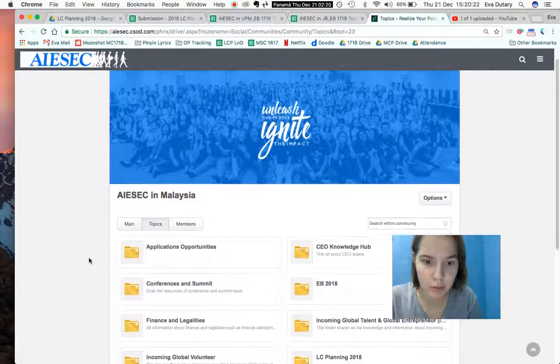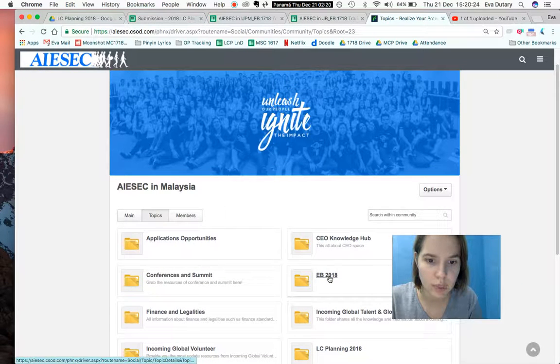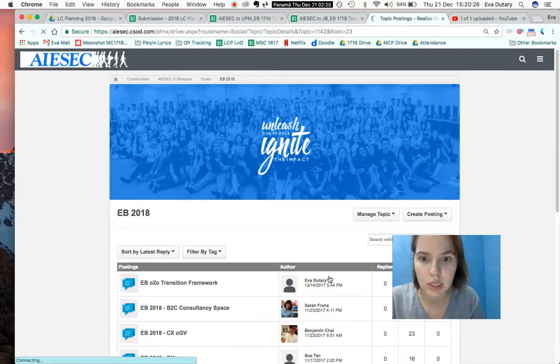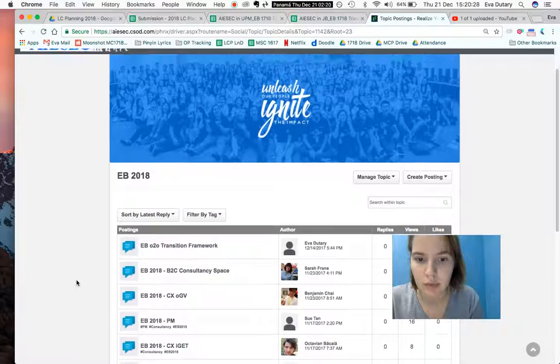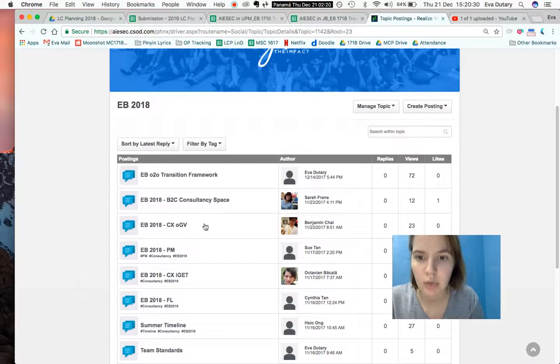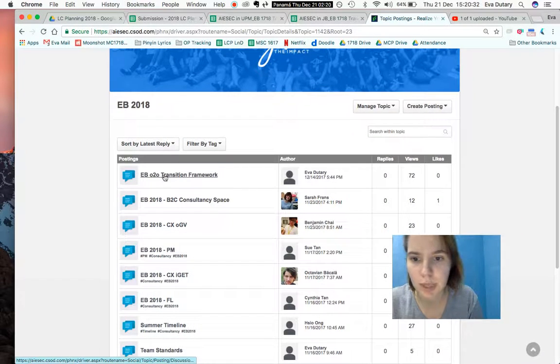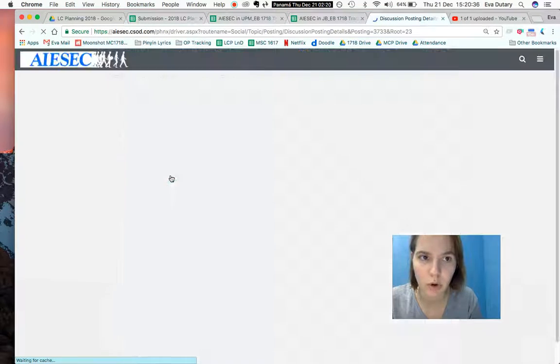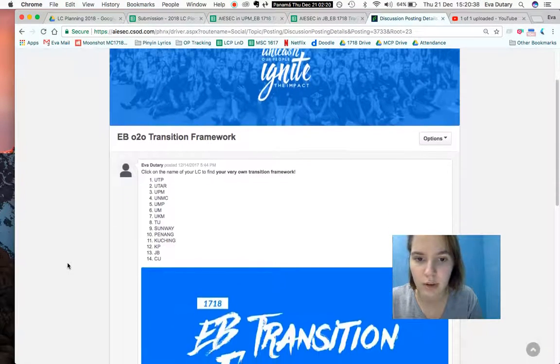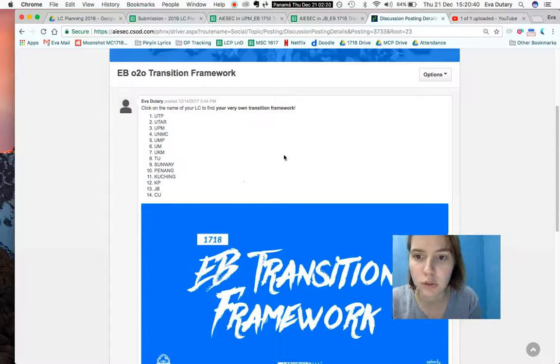When you are at topics, you will see EB 2018. Then you can see different topics, including B2C consultancy space, but now you are looking for this one, EB one-to-one transition framework. If you go here, you will find all the transition frameworks. So you just click on the one for your own LC. Let's say, let's check out the one for CU.